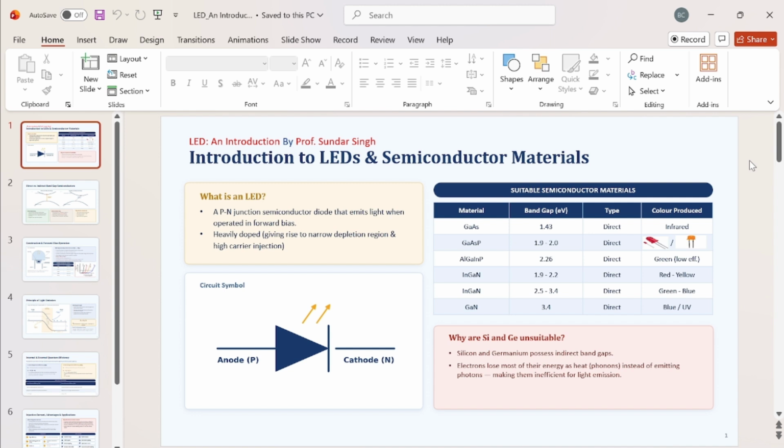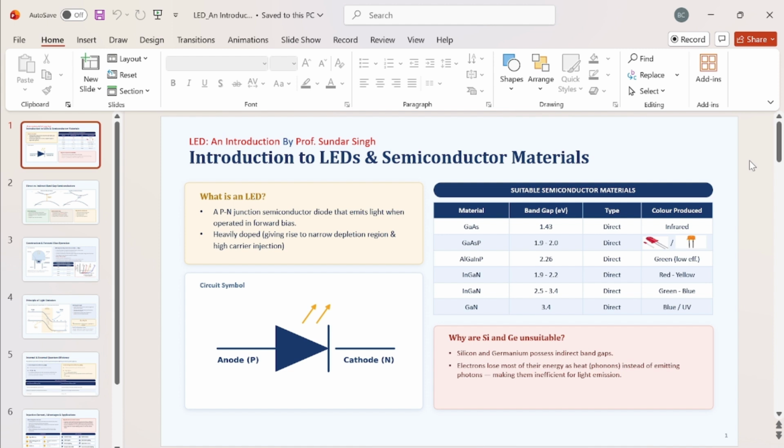We have started a lecture series, Know Your Device. In the first part, I introduced the PN junction diode and its variants. Now, I have decided to talk about one of the very important variants of the PN junction diode, which is the light emitting diode. It is a kind of PN junction diode which is specifically used for the purpose of emission of light. So the first question is, what is an LED or a light emitting diode?